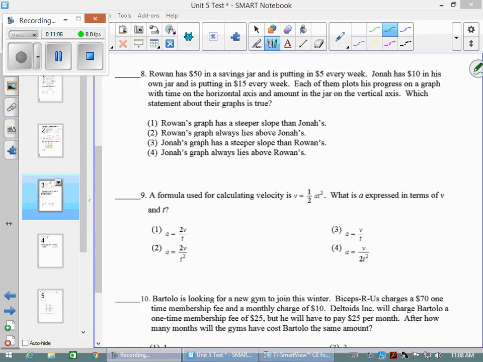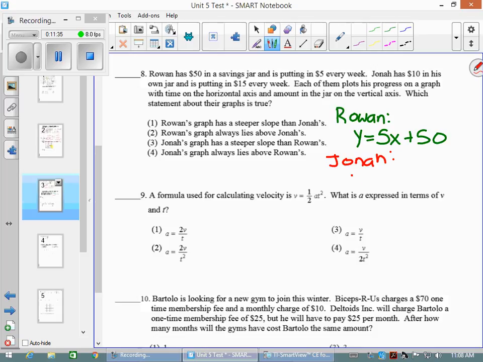So if we look at Rowan, he started with $50 and every week he's putting in 5. So if we want to write an equation, that would be y equals 5x, that would be our slope, what he's putting in every week, and his initial amount was 50. If we want to look at Jonah, he's putting in $15 every week, so that's going to be 15x, and he started with $10.